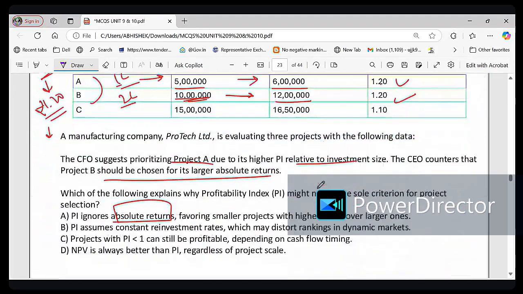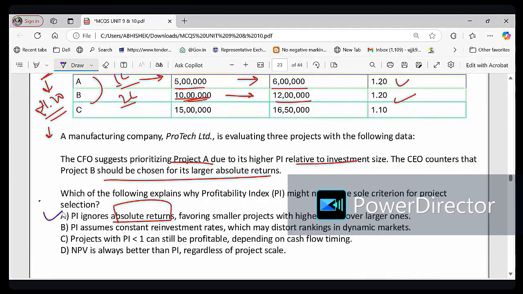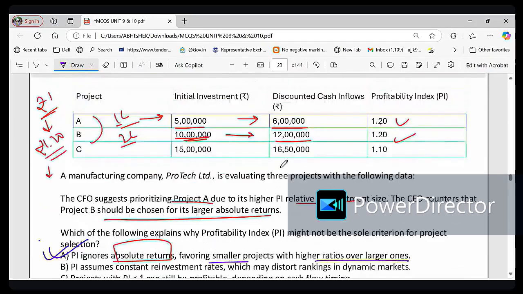So what did we learn? What is the answer to this question? The answer is option A, that PI ignores absolute return. Yes, this is the limitation of PI, right? It favors a smaller project with a higher ratio over a larger one. How do we calculate the PI? Per rupee you have invested, how much you are getting. That is called PI, right? So that is one of the limitations of profitability index.